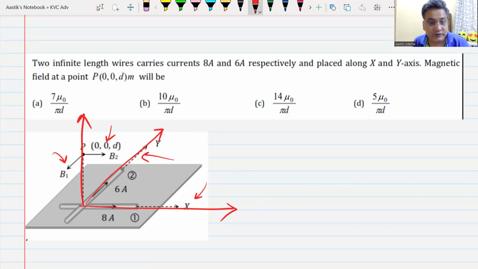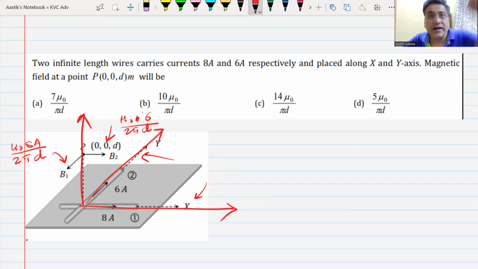Are both the values the same? No, the currents are different, so the values are different. This magnetic field is mu naught into current, 8 ampere, divided by 2 pi into D. Magnetic field due to this wire is mu naught into 6 divided by 2 pi D. Both these fields are perpendicular, so they will get squared and added up.